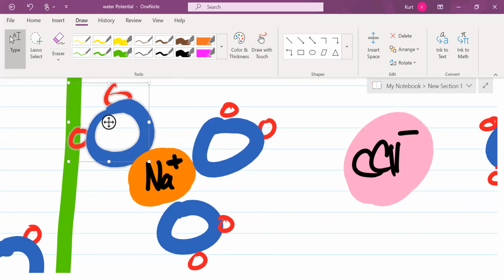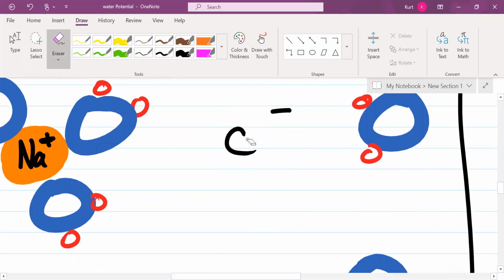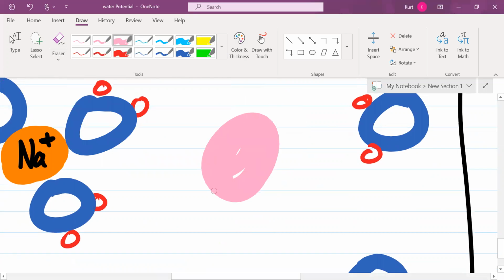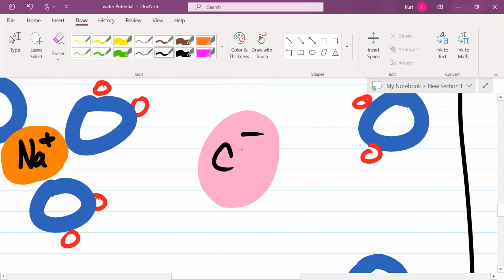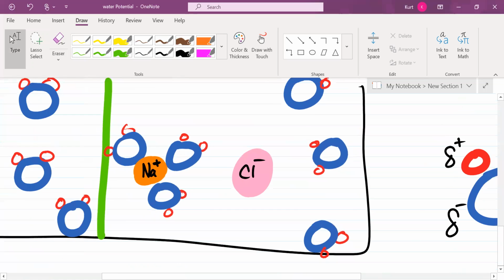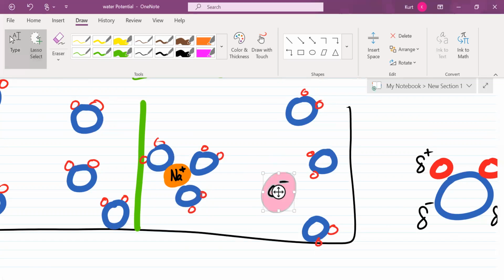Everybody follow me so far? It's a lot to take in. This is usually one of the harder lessons of the year. Kind of messed up my chlorine there. Let me redraw that real quick. Okay. Now, what part of a water molecule is going to be attracted to the negatively charged chloride ion? The positive hydrogens. That is absolutely right.